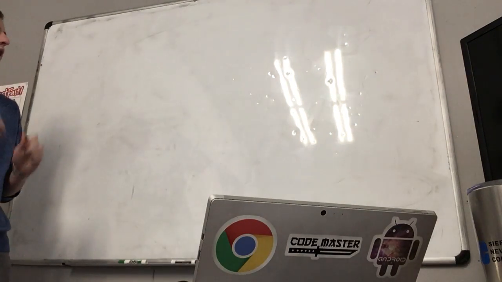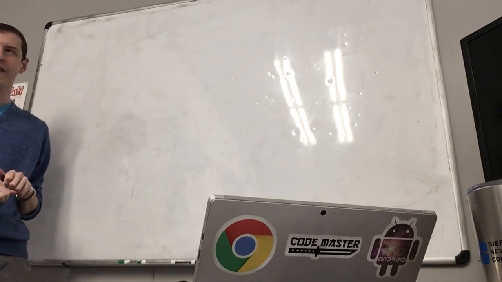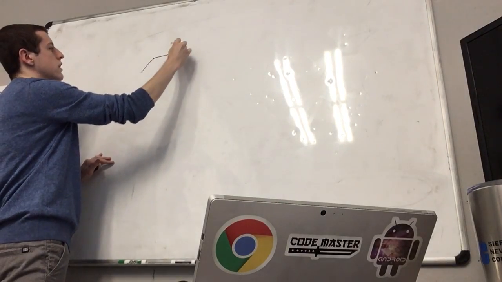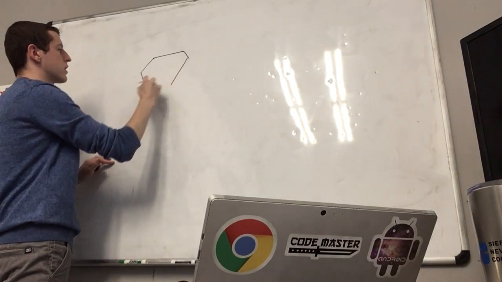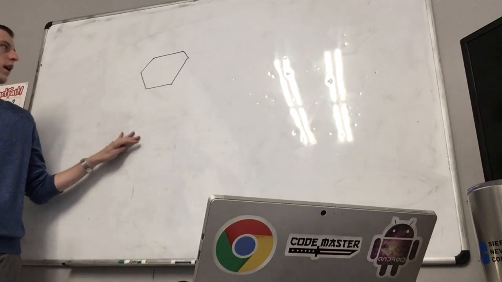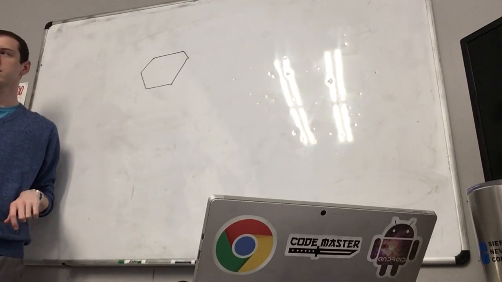One thing to know about an assumption that we make in geometry is that polygons are convex. Convex polygons have interior angles less than 180 degrees.